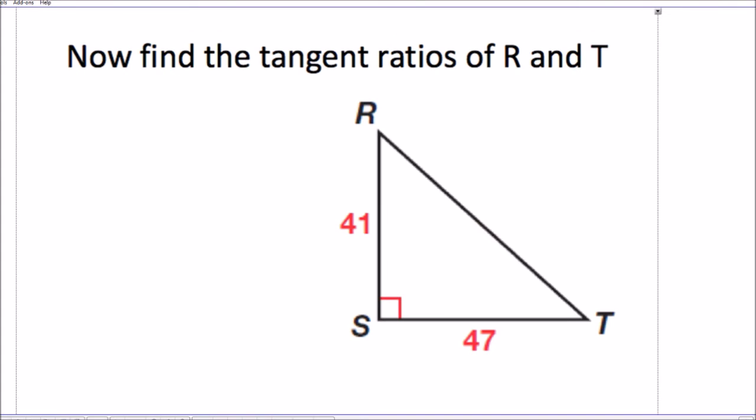Let's try one more. And this one, you may want to pause the video and try it on your own, okay? And so we're going to write it out like this. So pause if you haven't already, okay?